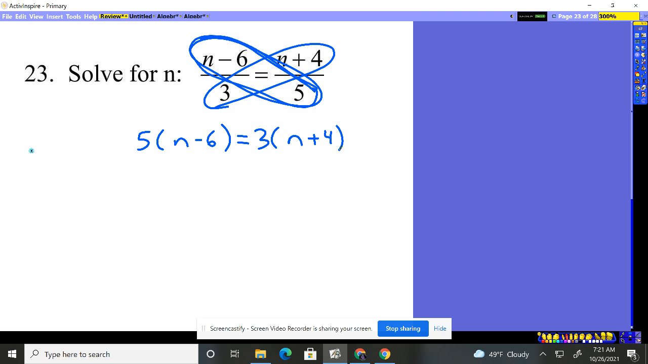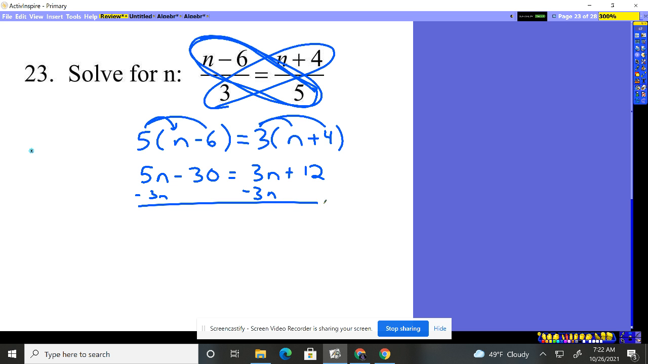Now, just as a normal problem, let's distribute through. I get 5n. 5 times the 6 is 30, equals, let's distribute the 3 through, that's 3n, 3 through that 4 is 12. So now, let's move all variables to one side, all numbers to the other. I'm going to subtract 3n from both sides. That gives me 2n minus 30, equals, over here I have 0 plus 12 is 12.